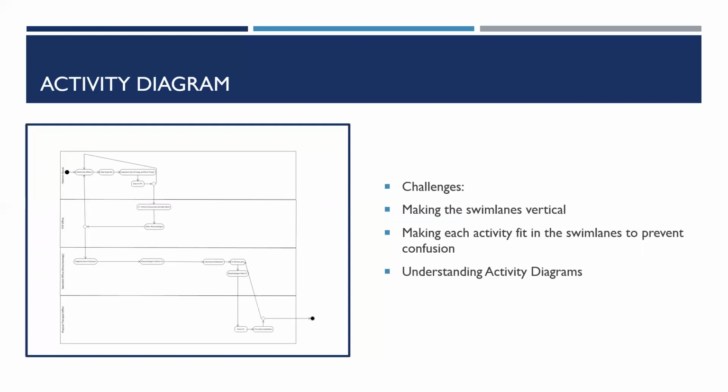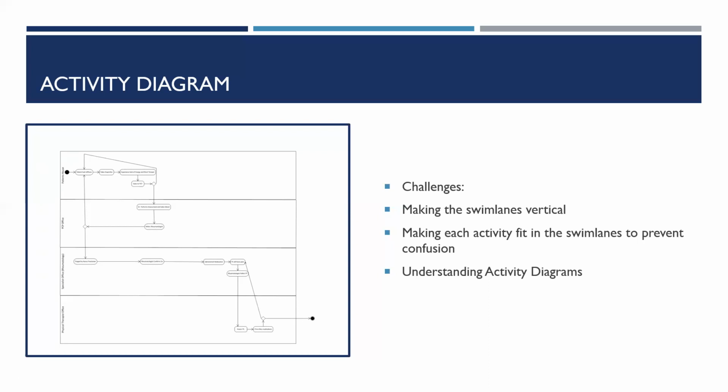So some challenges that came about: I asked for feedback for a few of these diagrams, and the feedback was to make the swim lanes, which are these boxes, vertical, just to prevent any confusion, because on my original graph they were horizontal and some of the activities would be in between the lines and it was hard to read. And then I did need to understand activity graphs a little more, so I had to do some research. I got to a full understanding of everything.